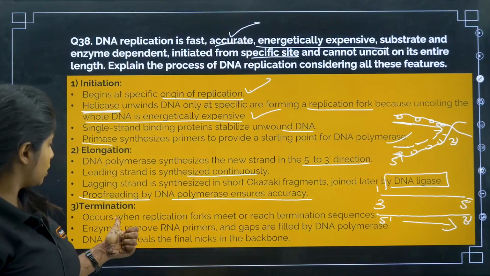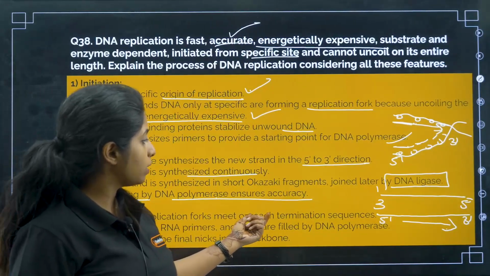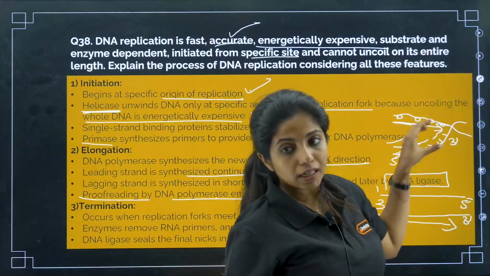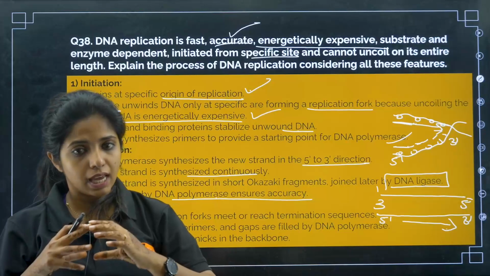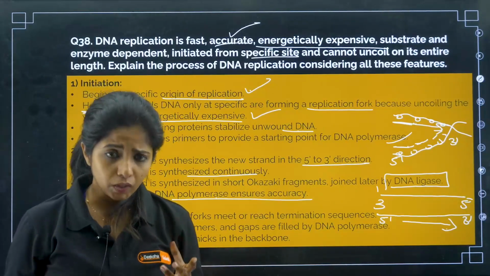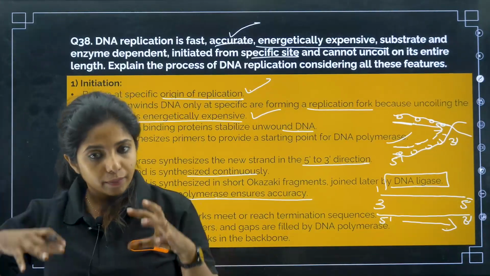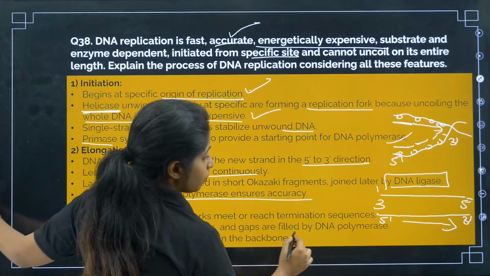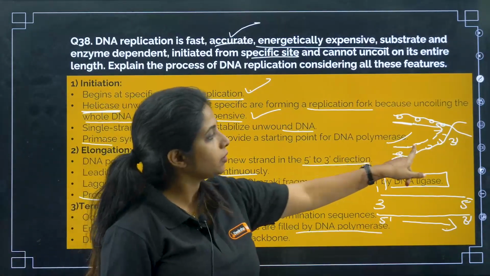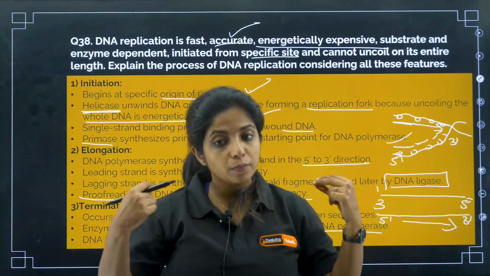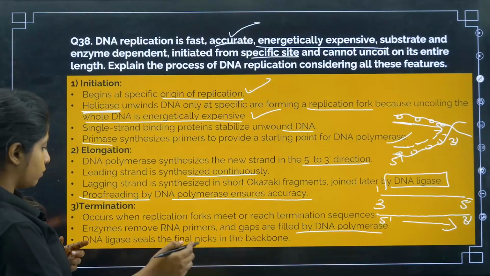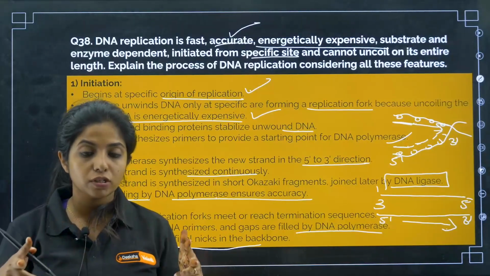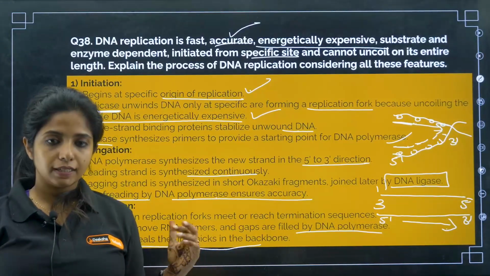Now termination occurs when replication forks meet or reach termination sequences. Suppose replication is happening from this end and that end, and the replication forks come and meet; at this point termination will happen. Or there are termination sequences also. If they meet those, then also termination will happen. Enzymes remove RNA primers and gaps are filled by DNA polymerase. So these RNA primers which were put are removed by enzymes and the gaps are filled. DNA ligase seals the final nicks in the backbone. Nicks as in the gaps, which are filled by DNA ligase.